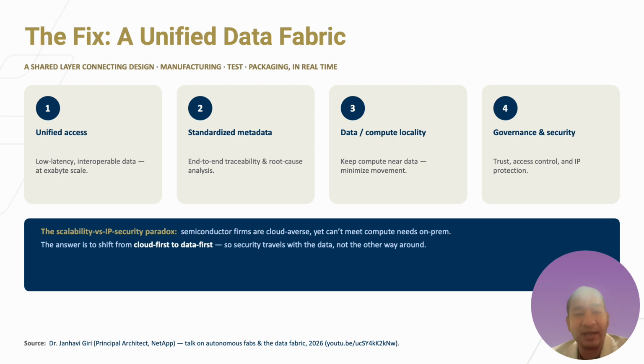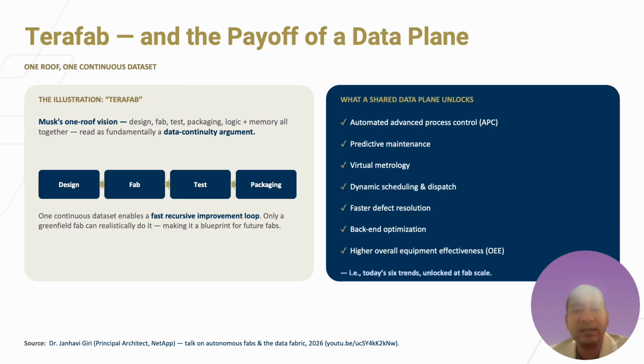First, fast shared access to data at massive scale. Standard labels on data, so you can trace a problem back to its cause. Keeping the computing close to the data so you are not constantly moving it around. And strong security and governance. There is a real tension here. Chip companies are cautious about the cloud for security reasons, yet they cannot meet the computing demand on their own machines alone. The proposed way through it is to protect the data itself so that the security travels with it whenever it's processed.